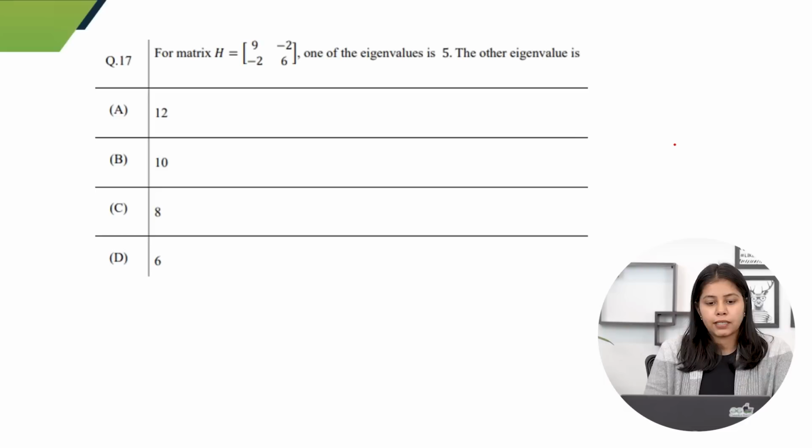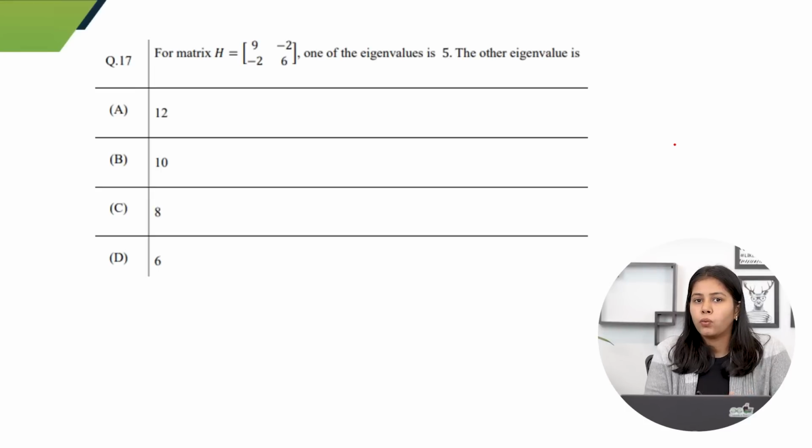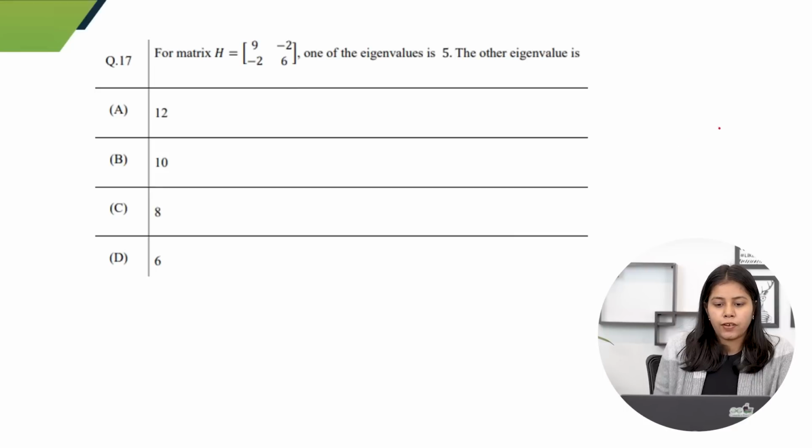Yeah, let's see the next question. This is a question from linear algebra. They're saying that we have been given a matrix H, and one of the eigenvalues is given. We have to find the other eigenvalue. So how would we do that? If you remember, we have one statement which says that the sum of the eigenvalues is equal to the trace of a matrix.